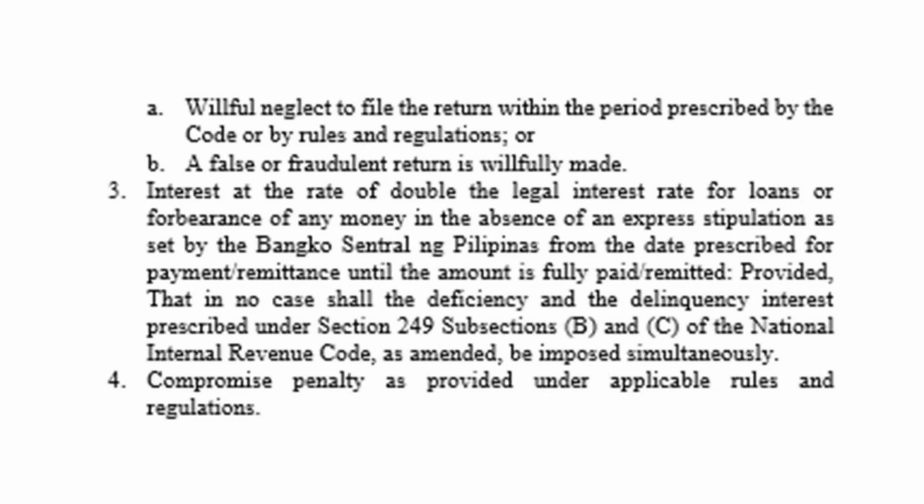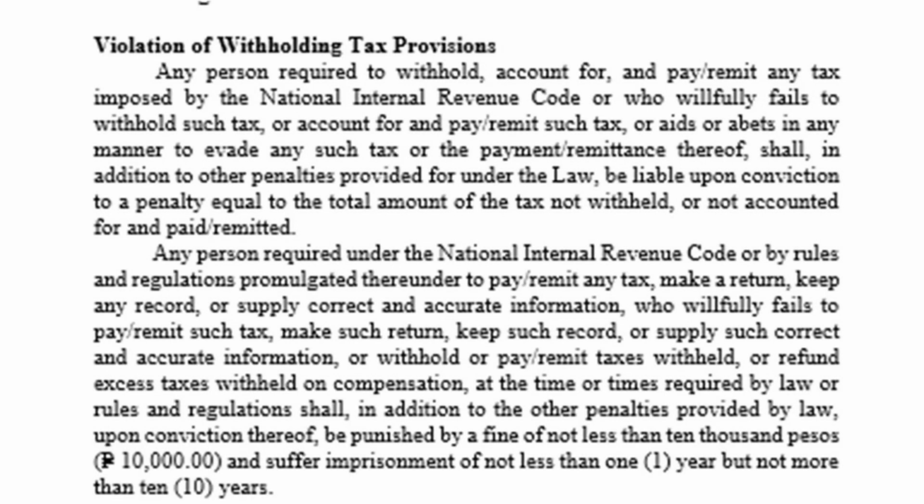So willful neglect to file the return within the period prescribed by the code, or a false or fraudulent return is willfully made. Interest at the rate of double the legal interest rate for loans or forbearance of any money in the absence of an expressed stipulation, as set by the Bangko Sentral ng Pilipinas. Violations of withholding tax provisions have penalties, both civil and criminal, but the criminal penalties should be declared by the court and there should be due process.